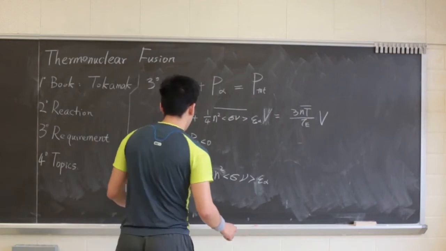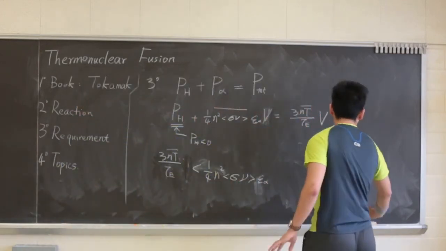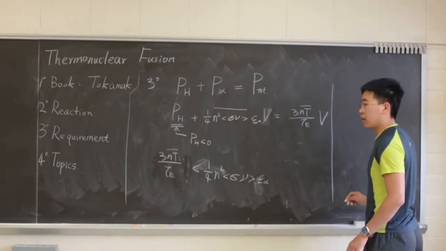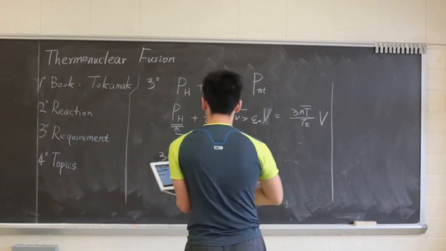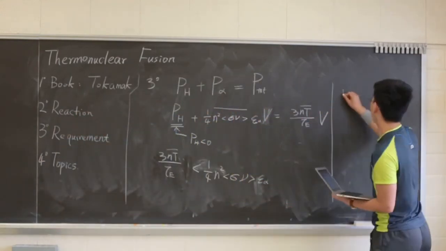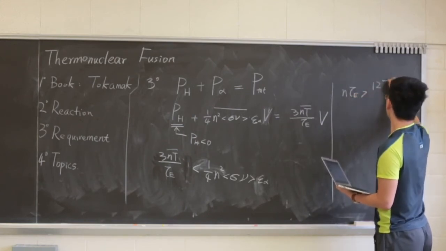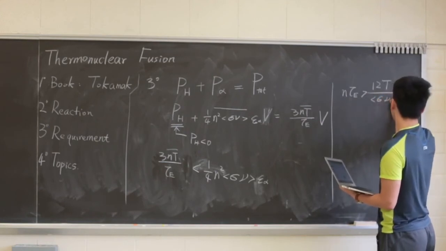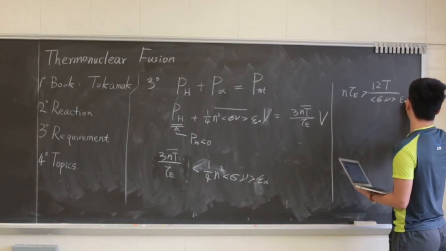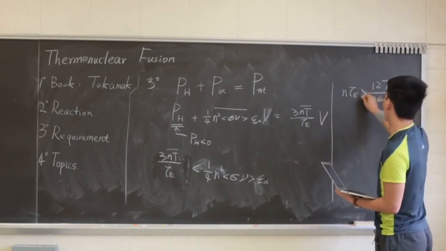And let's make this more neat. So we have n tau e greater than 12 T over sigma mu epsilon alpha. That's a criterion.